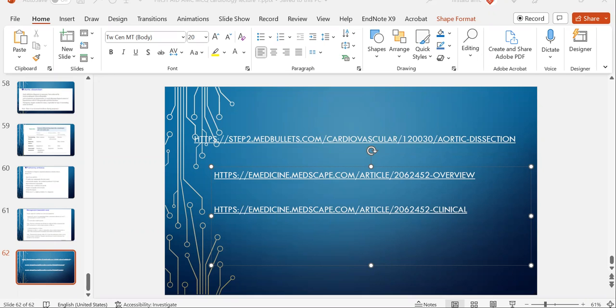The best investigation for aortic dissection is TOE, that means the transesophageal echo.